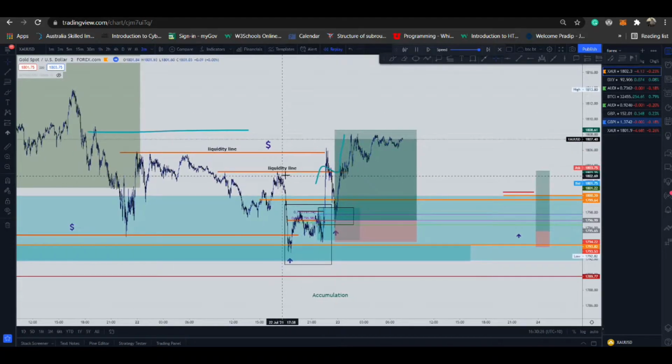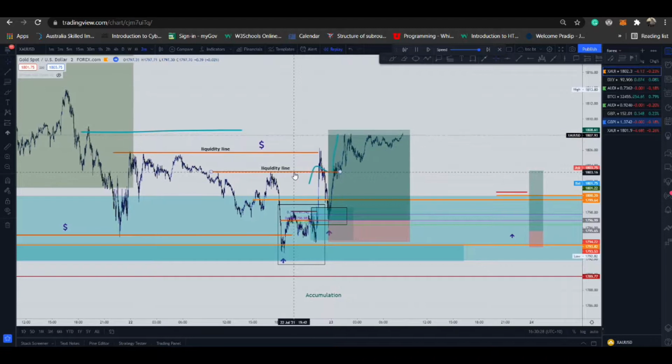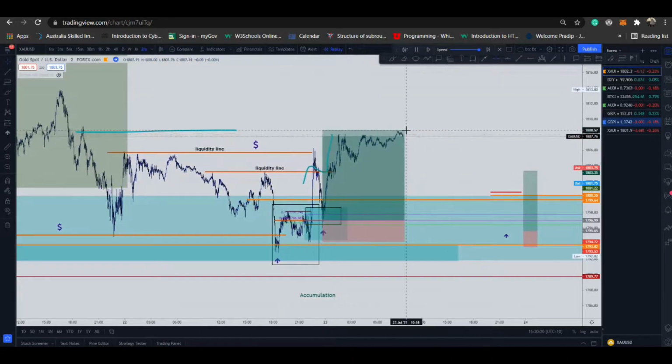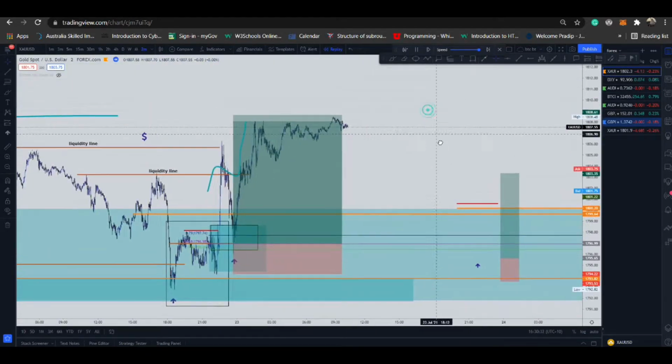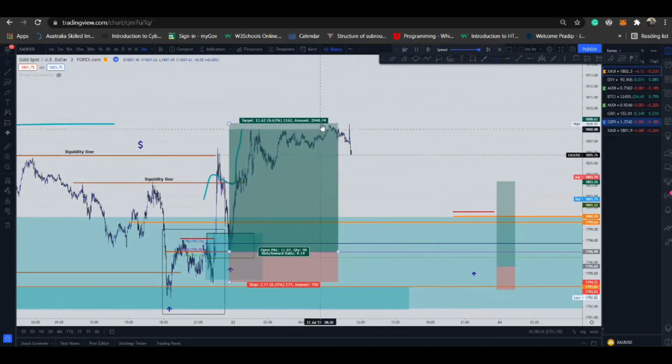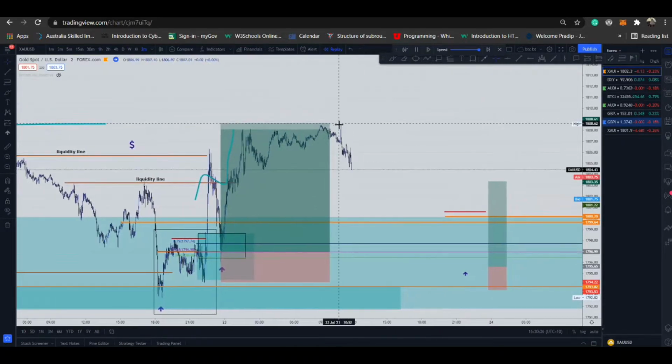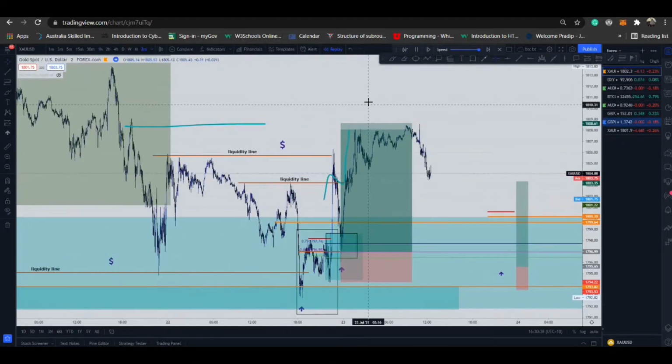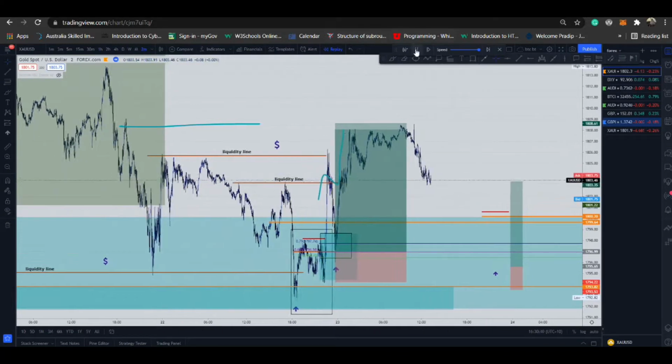Obviously I took my partials at these equal highs, 50% of the trade, and my target got hit over here, right here. My target got hit right over here. I was out of the trade, my TP was hit.